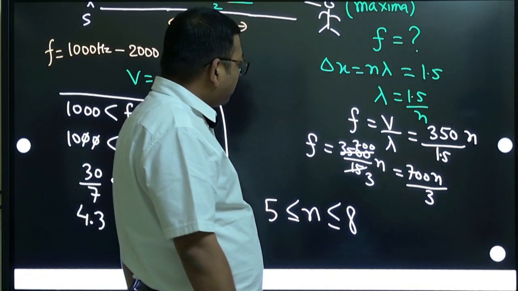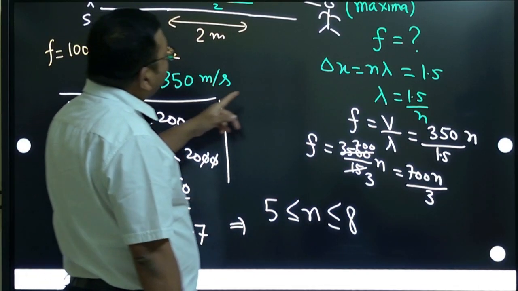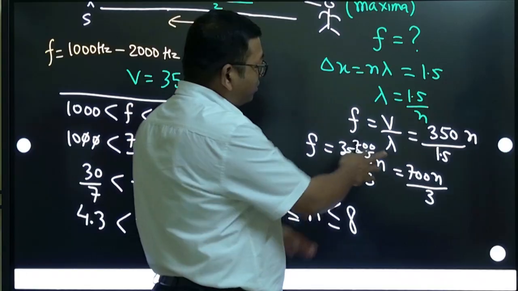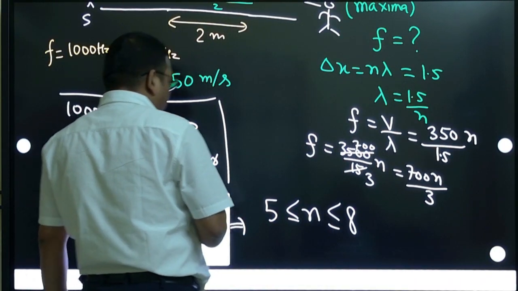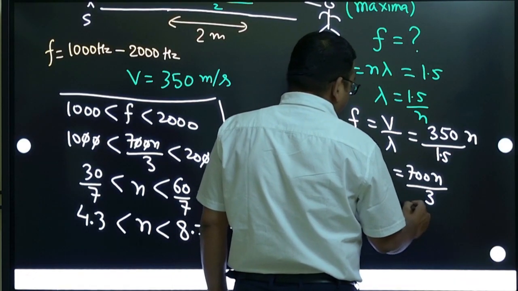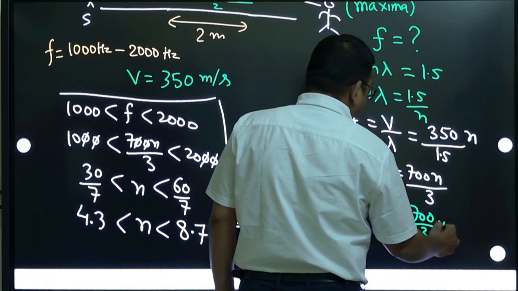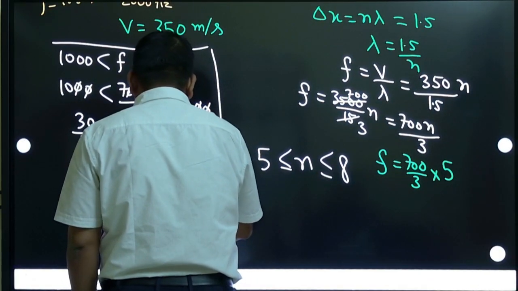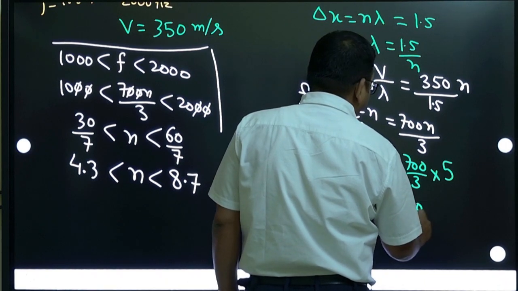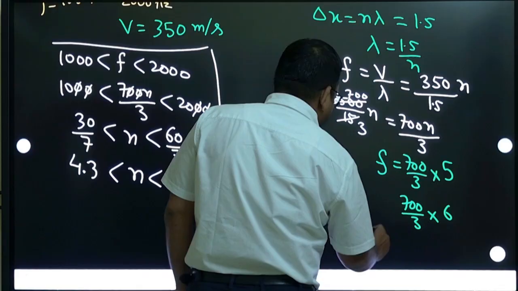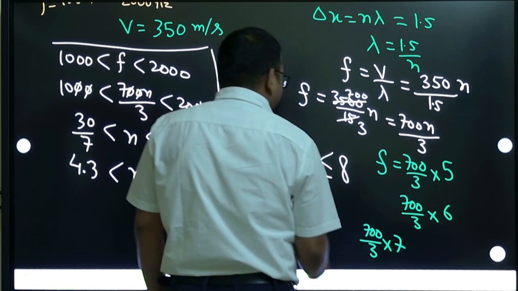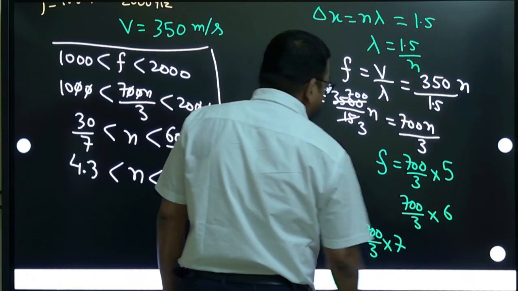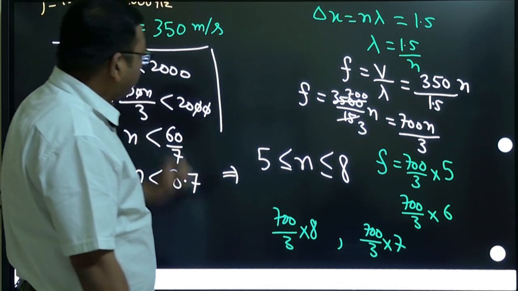Now you substitute here, because they are asking what are the possible values of frequency. That means 5, 6, 7, 8 you have to substitute there. So frequencies can be equal to 700 by 3 multiplied by 5, 700 by 3 multiplied by 6, 700 by 3 multiplied by 7, 700 by 3 multiplied by 8. These are the possible values of frequencies.